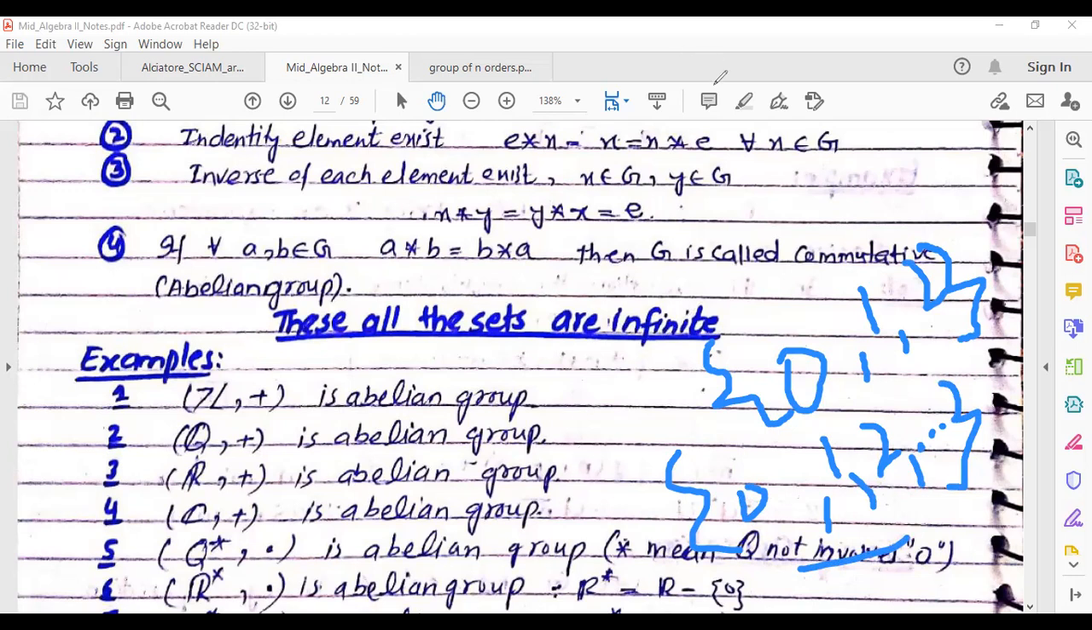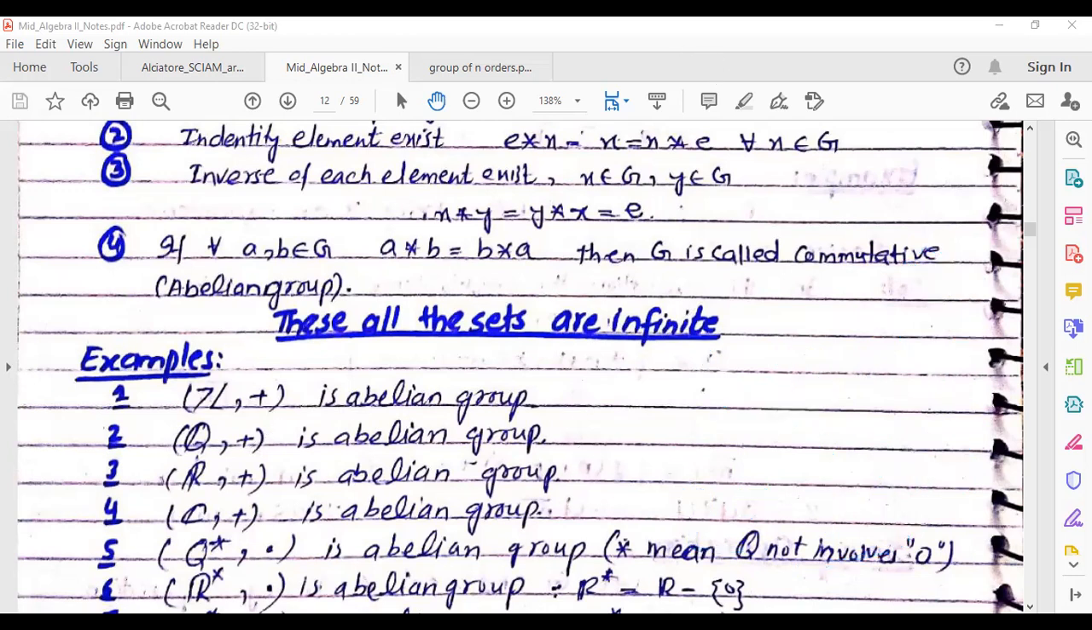And in the previous video, I cleared what Z, the set of integers, Q, the set of rational numbers, the set of real numbers, and the complex numbers are, and these are all abelian groups. For abelian groups, for example, you see the set of integers under addition. Here, addition is our binary operation. So the set Z under addition is an abelian group. The set of rational numbers under addition is an abelian group. The set of real numbers under addition is an abelian group. How do you conclude that these are abelian groups?